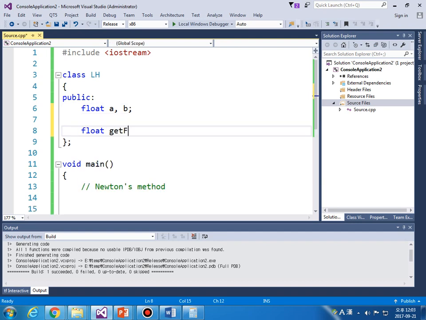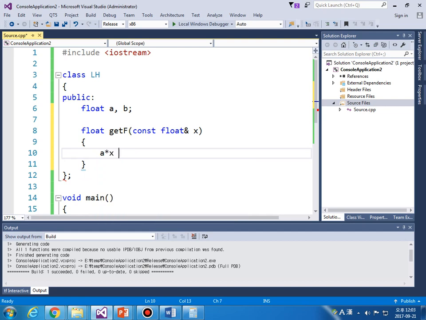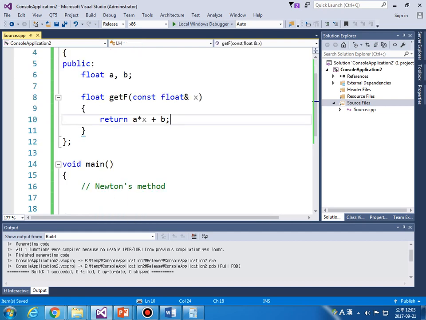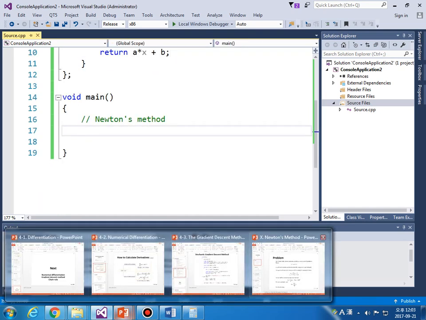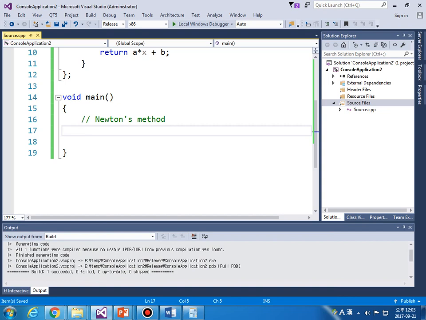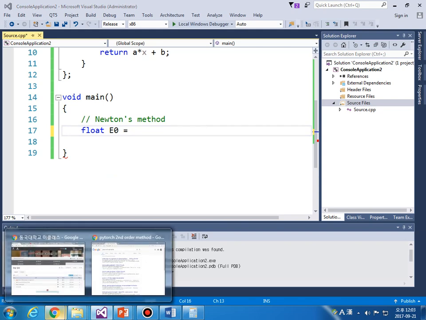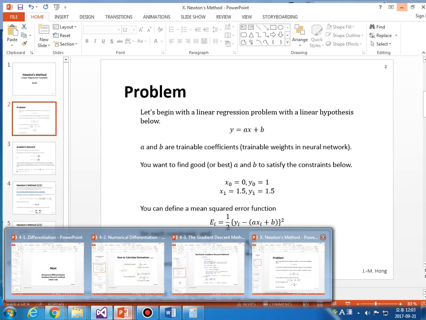And plot get function: const plot x, so ax plus b, return. And we can define an error function. So plot error 0, what was that? Let's go to the slide.